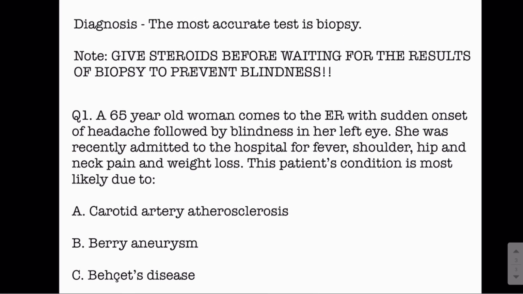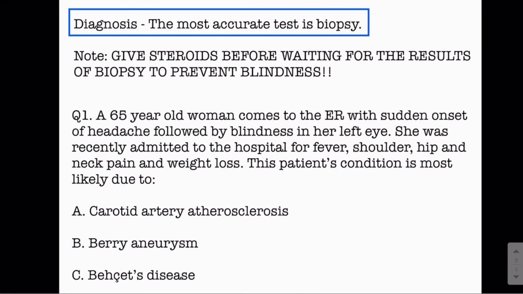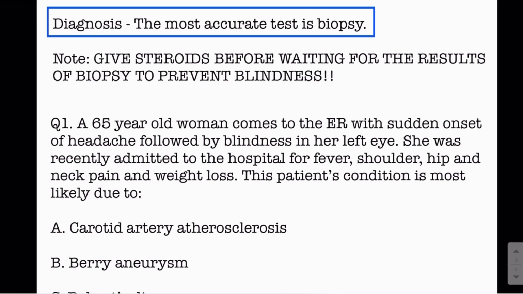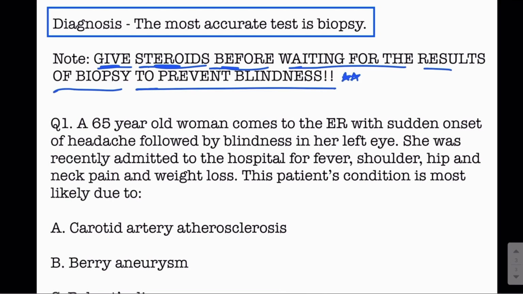So, these are the clinical features of temporal arteritis. How do we diagnose the disease? The diagnosis is simply made by biopsy of the involved artery, for example, the temporal artery. The most high yield point about this disease is that when you carry out a biopsy, and you're waiting for the results of the biopsy, make sure you give steroids before that. So give steroids before waiting for the results of the biopsy. This is to prevent blindness, and this is a very high yield point. You need to give steroids before the results of the biopsy come.